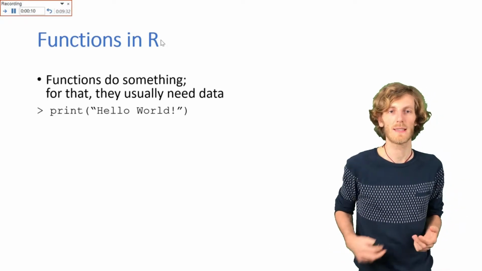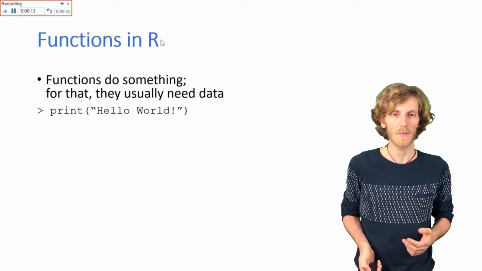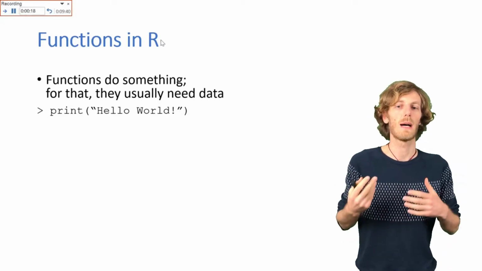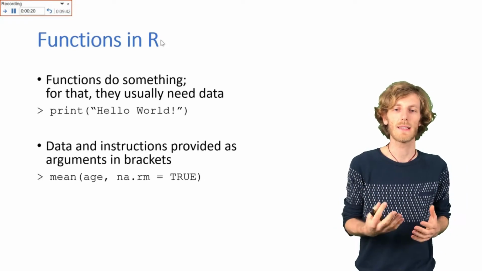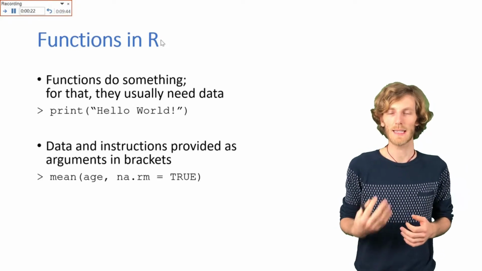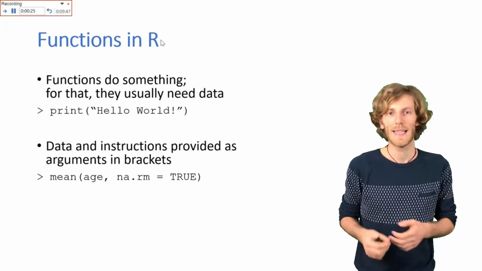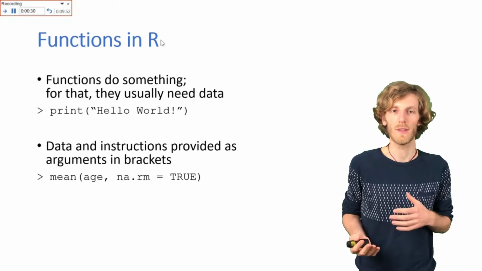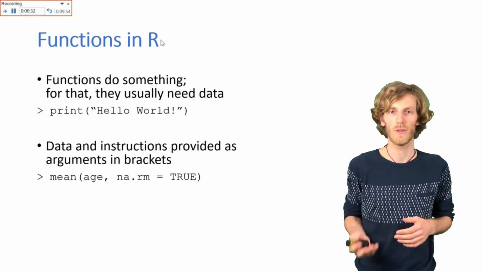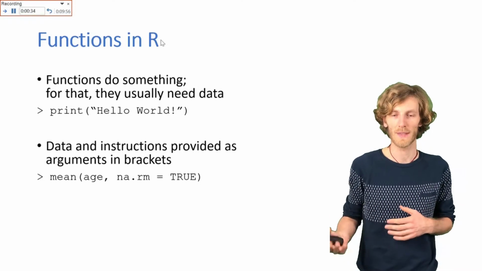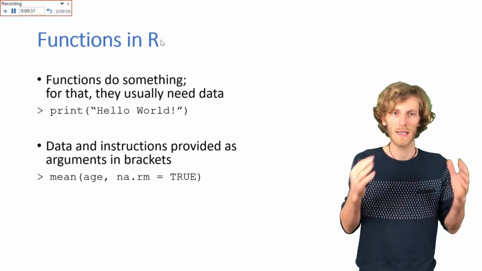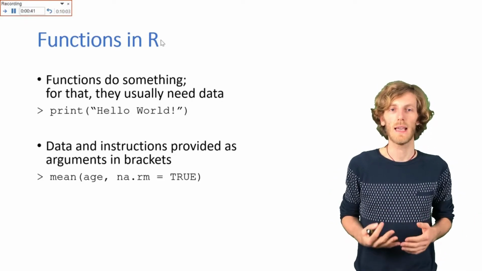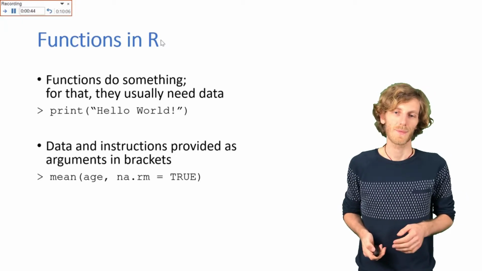This function just prints a little greeting out. And this data, as well as any other instructions, are provided in brackets. So in this case, the mean function gets data, ages, and it gets an instruction, na.rm, which means remove missing values, which we say TRUE. So in this case, we instruct it to remove missing values. In any case, any function gets data and other instructions, if any, in brackets right after it.